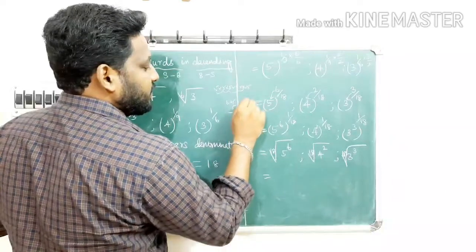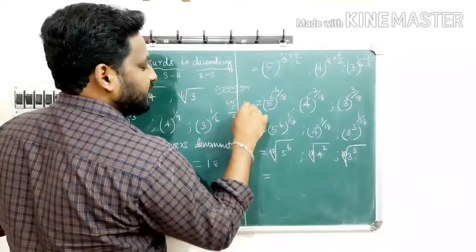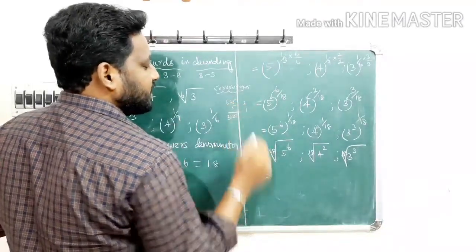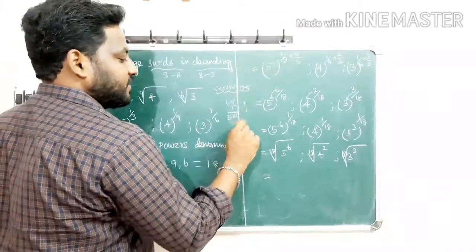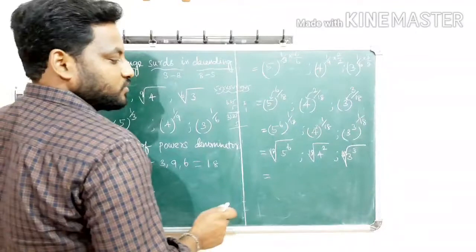5 5s are 25, remaining 2. 5 2s are 10 plus 2, 12. Remaining 1. 5 6s are 30 plus 1, 31. 3125. Then again you have to multiply with 5. 3125 should be multiplied with 5.